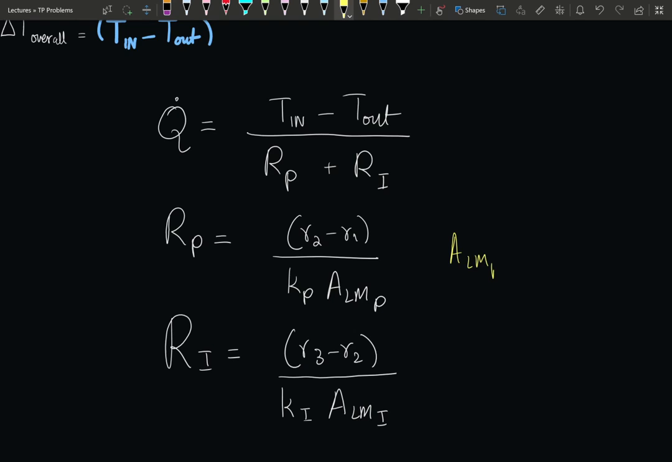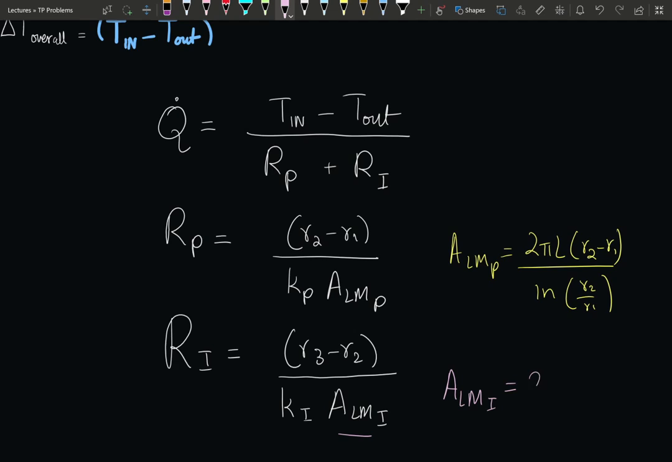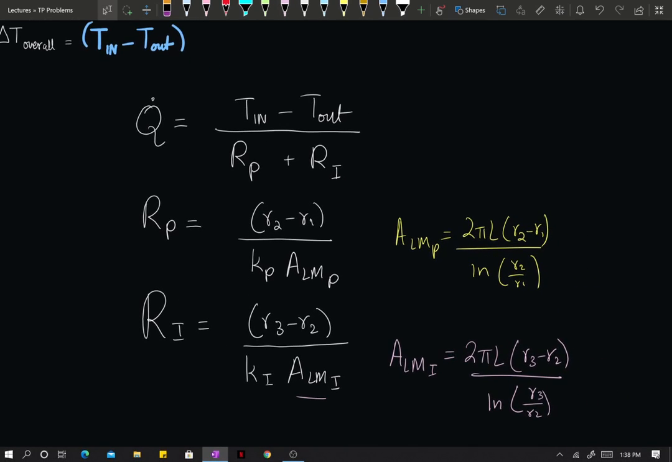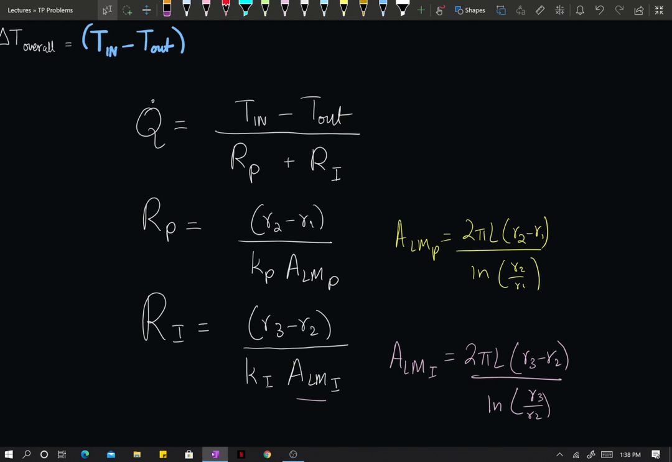The log mean area of the pipe is going to be 2 pi L, R2 minus R1 divided by the natural log of R2 over R1. We're just summarizing the equations here. And the log mean area due to the insulation is going to be 2 pi L once again, R3 minus R2 divided by the natural log of R3 over R2. And here we have it. Hopefully I haven't made any algebraic mistake. The next step is to find the values of the parameters and use Excel or MATLAB or whichever software you prefer.